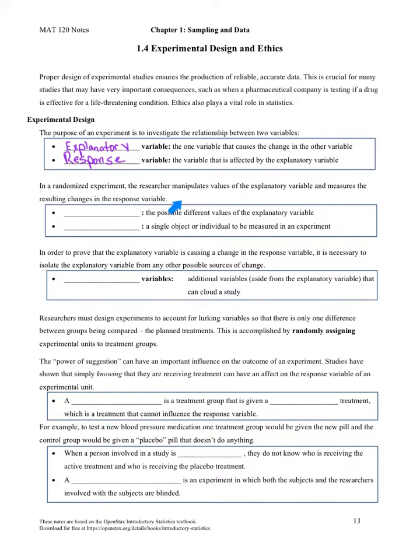Oftentimes, in an experiment, the researcher manipulates the explanatory variable and then observes or measures what results in the response variable. The possible different values of the explanatory variable are treatments, whereas the single object or individual to be measured is called the experimental unit.